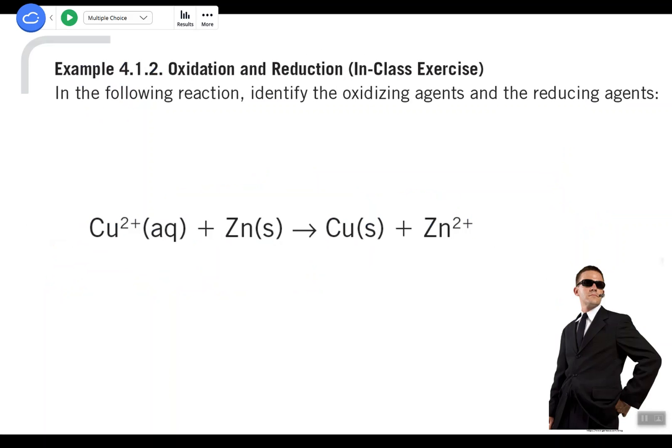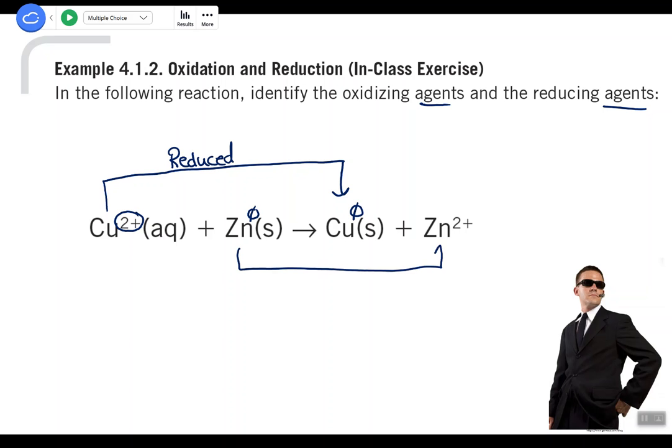So let's analyze this problem. In this reaction, identify the oxidizing agents and the reducing agents. Well, we can now see how we can identify what's being oxidized and what's being reduced. Here, again, copper, it's going from +2 down to 0. That's reduction. Meanwhile, zinc is going from 0 up to +2. That's oxidation. We need to be able to assign oxidation and reduction like the back of our hand so that we can go on to do more interesting things.